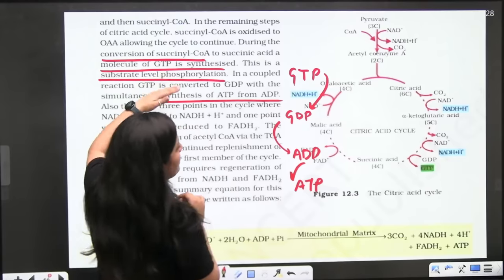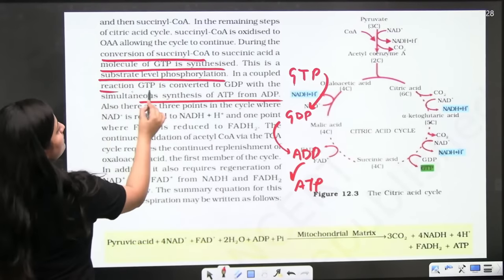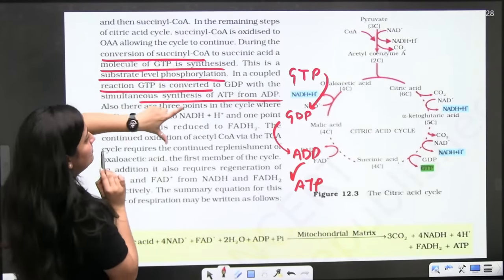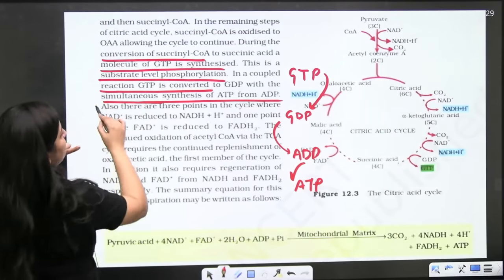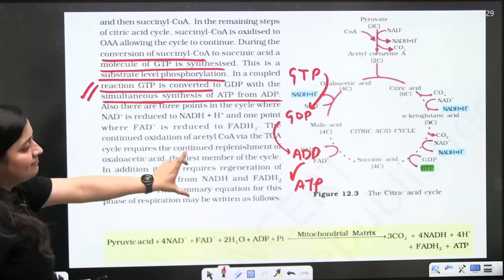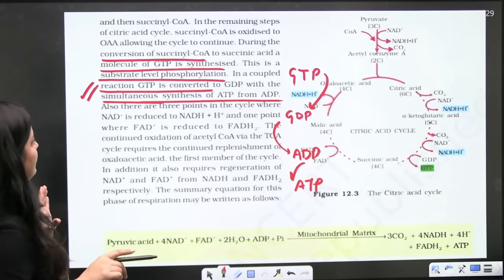So, it is a kind of coupled reaction. This is what you need to remember. GTP is converted to GDP with the simultaneous synthesis of ATP. So, ultimately, we can say that one ATP or GTP we obtain from this particular step.